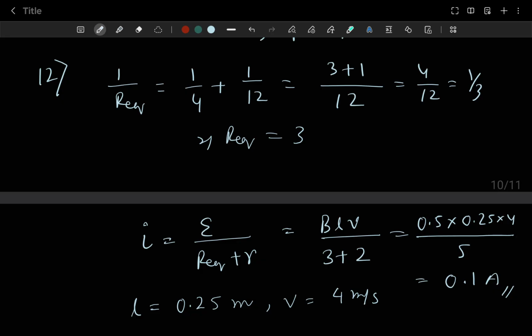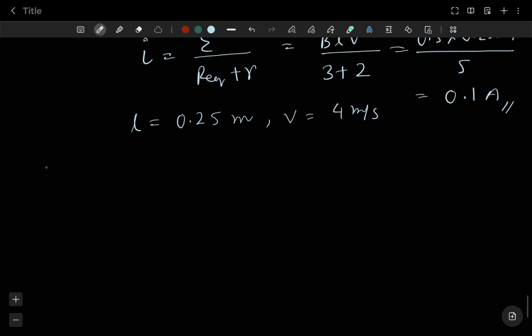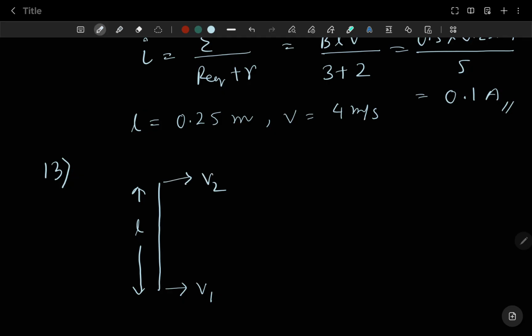Now let us do problem number 13. It is given, this is a very important CFQ. A conducting rod of length L is moving with a non-uniform velocity. Suppose the velocity at this end is V1 and this end is V2. It's not that the entire rod is moving with V, right? Then the induced EMF.